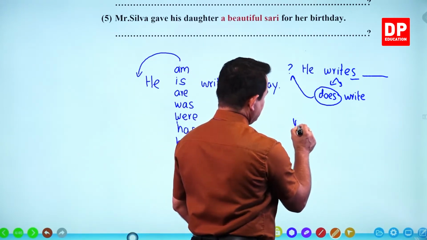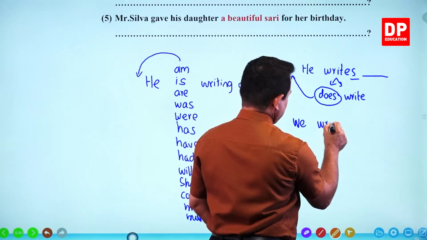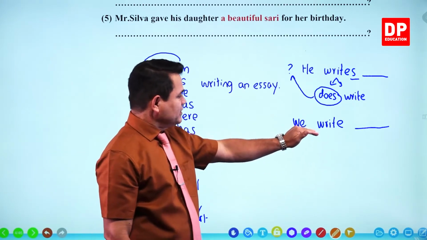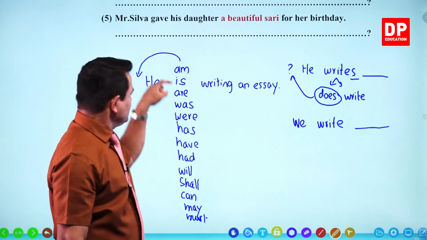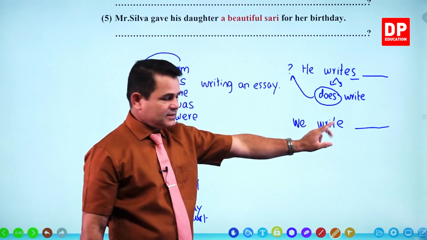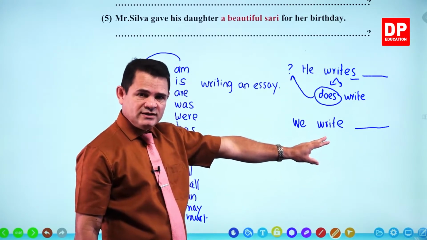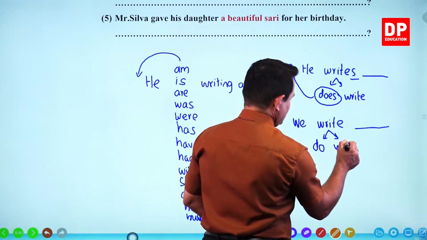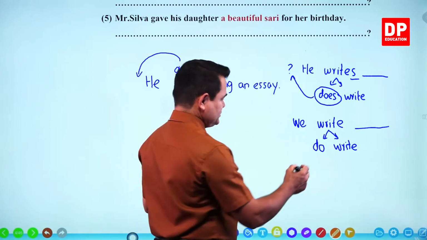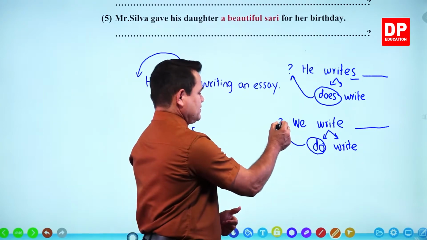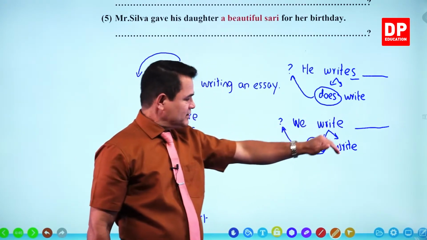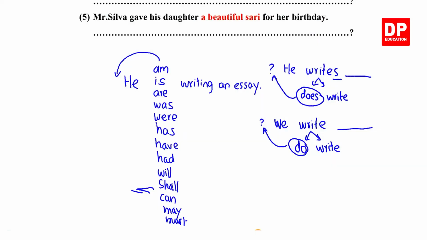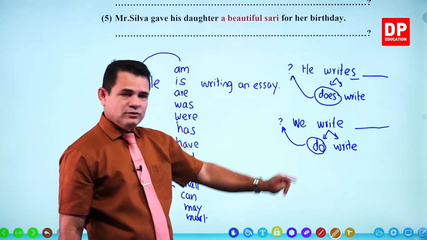If it is we, then writes becomes write. We write an essay. These words are not there in this sentence, so look at the verb as we did earlier. The verb is write. Since this is plural, we use do and write. To form the question, we take this to the front. We write an essay. Question: do we write an essay? They play volleyball. Do they play volleyball? This is singular form and this is plural form.